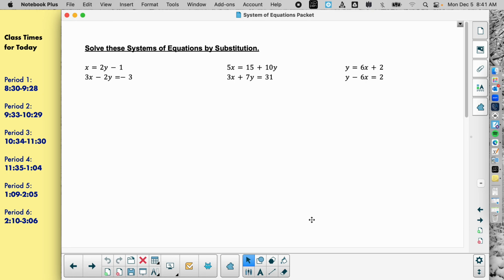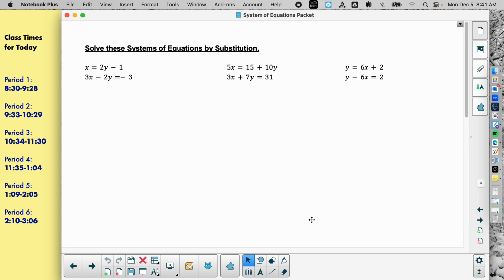Have you guys ever done this topic before, like solving with substitution? Okay, I'm thinking a lot of you are a no, but that's why I just wanted to double check. The reason I'm trying to check ahead of time is how I want to approach teaching it to you, like how much information I should give you. So systems of equations, to start with, means that we're going to have two different equations each time.